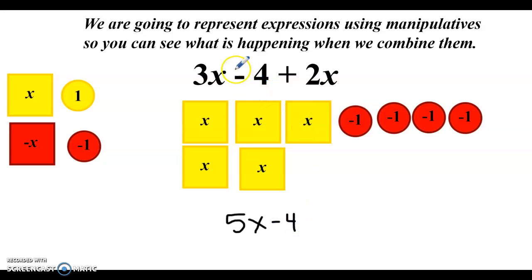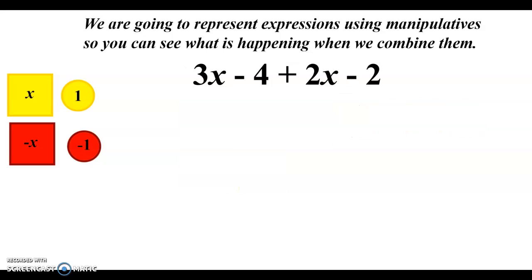because I'm able to take my 3x and my positive 2x here and combine those to make 5x. I put them together. They were the same. Let's look at another example.